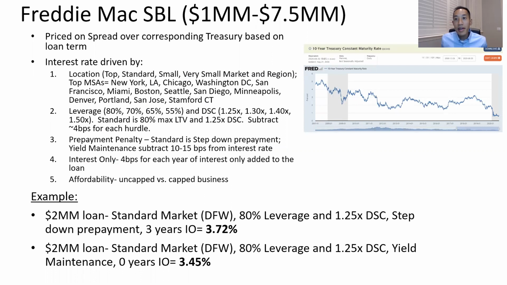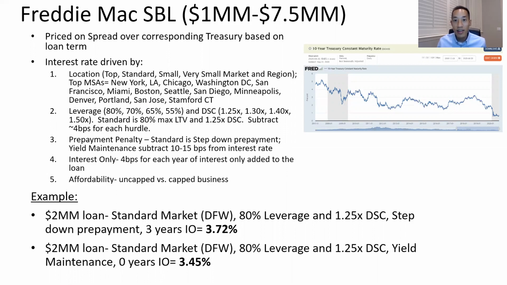All right, Freddie Mac small balance loans are the second type of multifamily loan that you can get. These range from loan amounts of 1 million all the way up to 7.5 million. These are non-recourse loans, and they are priced on a spread over the corresponding treasury. So if you get, let's say, a 5-year loan, it's going to be based off a 5-year treasury. The 10-year treasury is the most consistent, and that's what most people price off of.